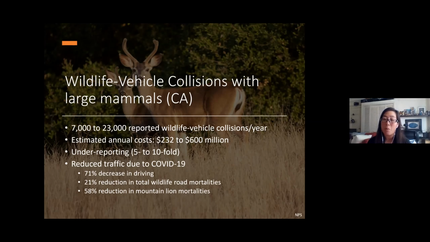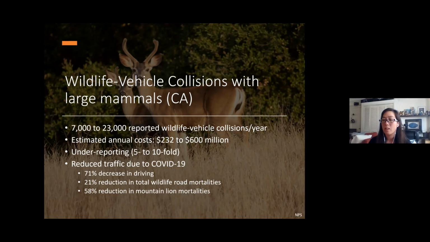But one thing to keep in mind is that these collisions and these estimates are based on only reported collisions. And with these kinds of incidents, there's a lot of underreporting. In some other states where they've done studies on reporting versus not reporting these kinds of collisions, they found that underreporting can be 5 to 10-fold higher. And I think that really shows how impactful roads can be on large animals, let alone all these other species.